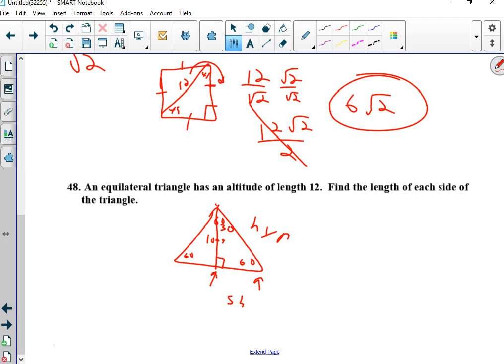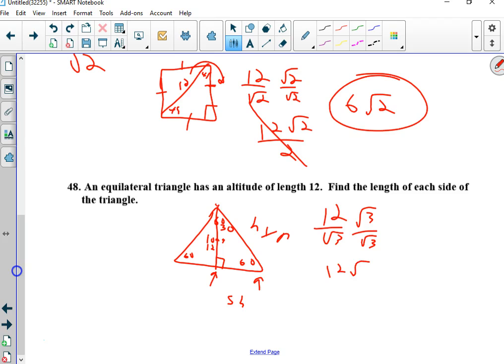If the altitude has a length of 12, that's my long side, my long leg. Well, to find the short leg, I first need to divide by radical 3. So the 30, 60, 90 has 3 different sides. It's scalene. I then rationalize.